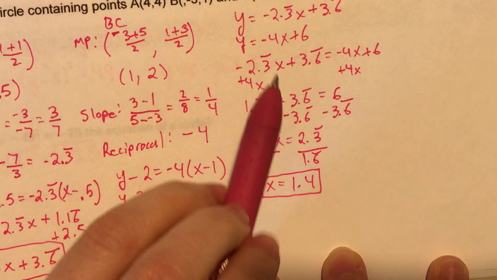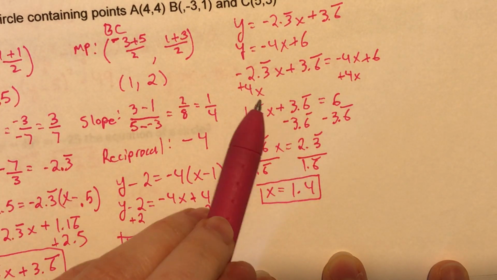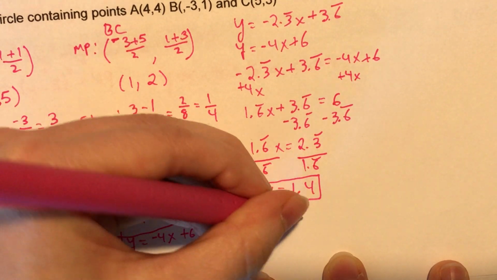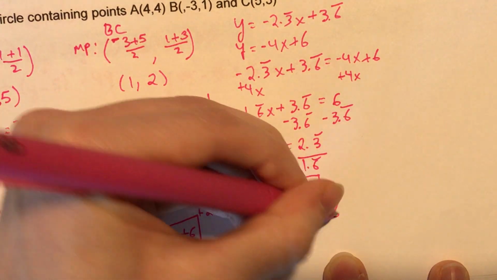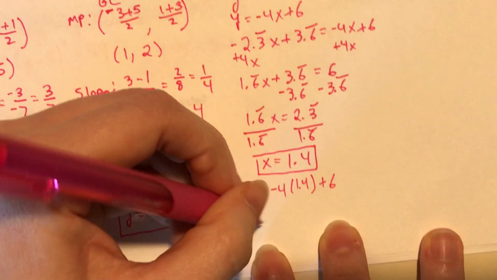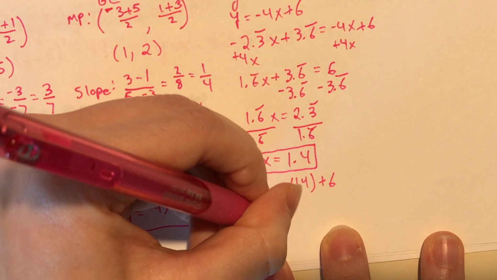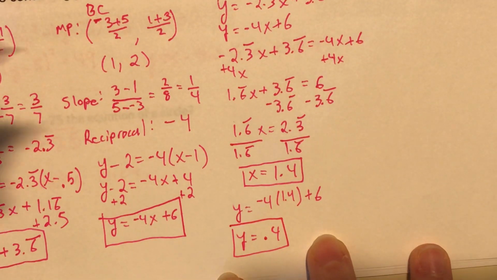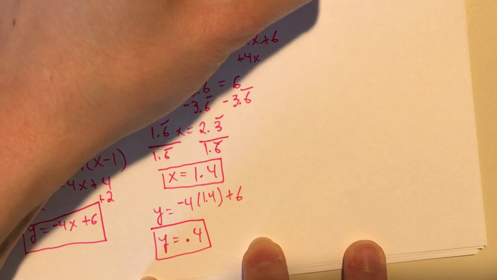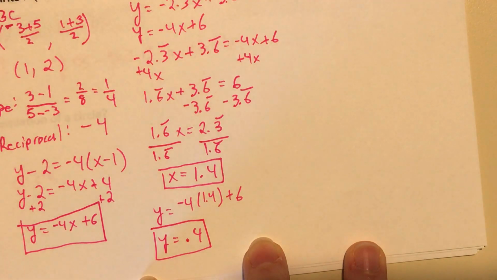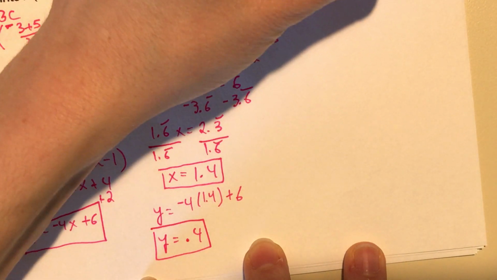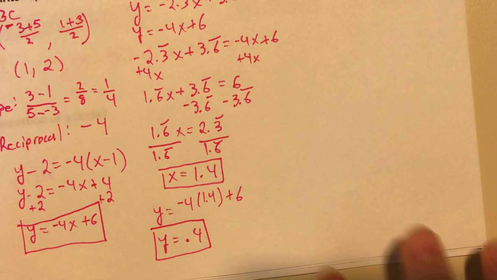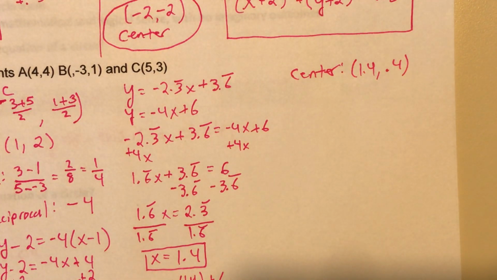Got to find the y value because, of course, this is a system of equations. So we're going to take y equals -4 times 1.4 plus 6. And that works out to y equals 0.4. So the coordinates of our center are 1.4, comma, 0.4.